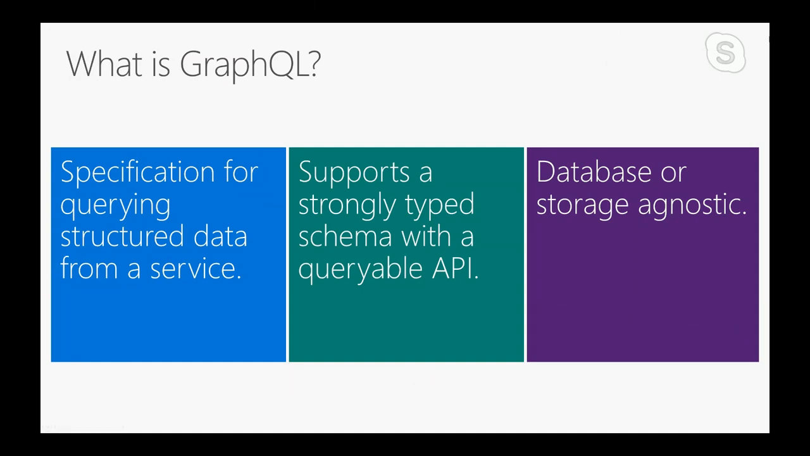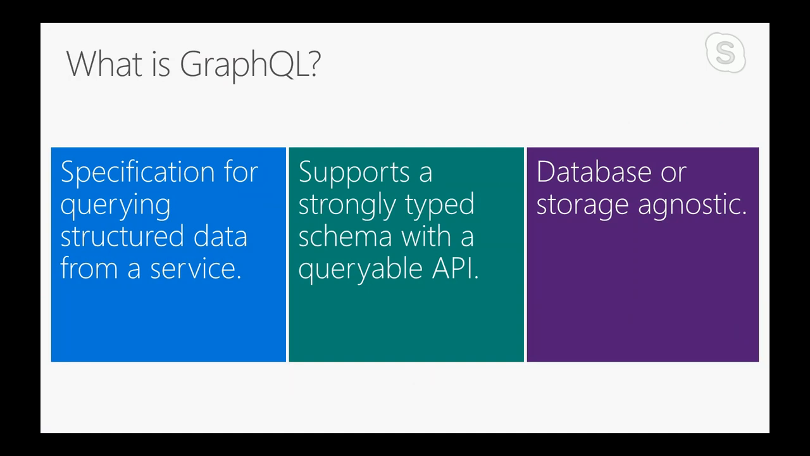Sure, done. Excellent. So as I said, it's a specification for querying data from the service. Facebook originally wrote this internally and then shared it as open source. They also shared an implementation in JavaScript of that specification. And since then, it's been picked up by the open source community, and there's a number of libraries, almost every language that supports GraphQL. In .NET, we've got probably two major libraries you're likely to see. One is Hot Chocolate, and the other one is called GraphQL.NET.